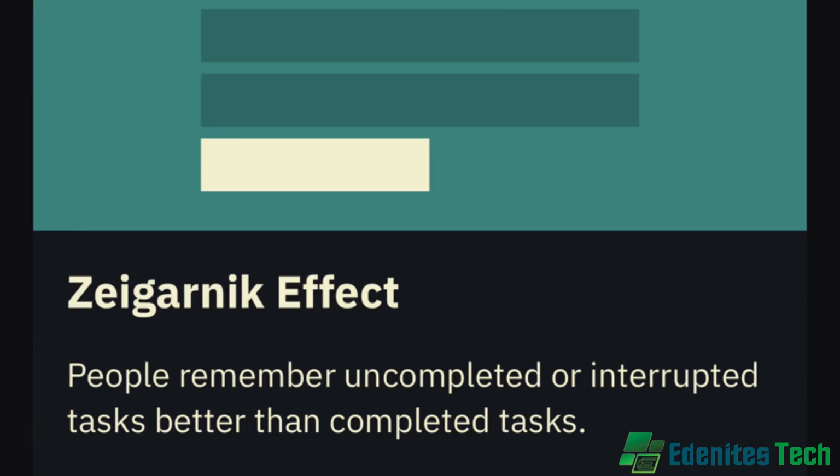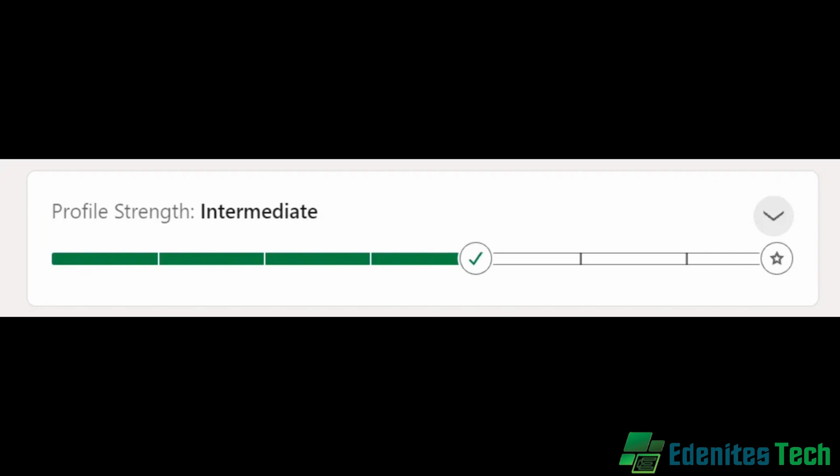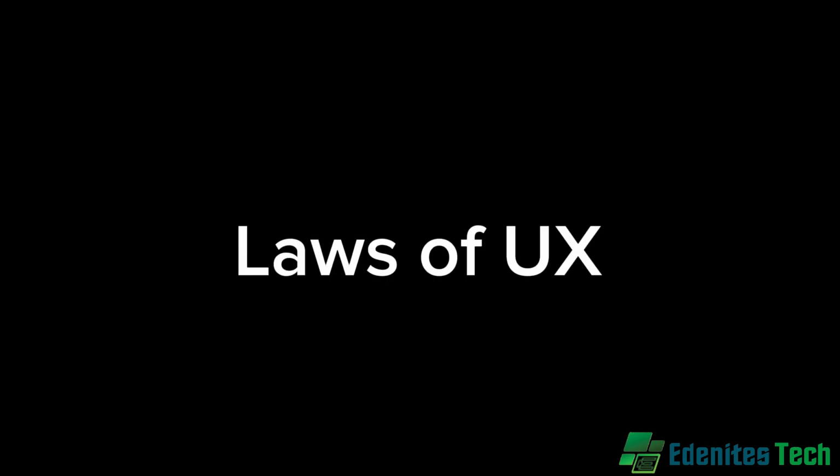The last UX law is the Zeigarnik effect, and it says people remember uncompleted or interrupted tasks better than completed tasks. If you're using Facebook, Instagram, or LinkedIn, you'll see a screen like this, and you find out that it tends to encourage you to go back to complete your profile. You'll be like, something is missing. Whenever you open the app, it's just in your face. You get tired and you go and complete it.